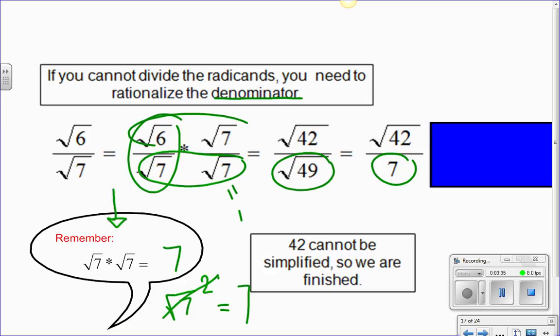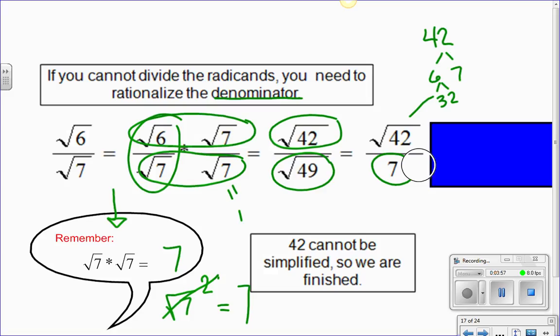Okay, because these numbers are both within a square root, we can multiply those and they still remain in a square root. Okay, so we've got the square root of 42 on top. And the square root of 42, we can't simplify that. If we break 42 into its prime factors, we've got 6 times 7. We've got 3 and 2. There's no pairs that we can take out of that radical, so it already is a third. So that's our final answer. So now we've got a rational number in the denominator.